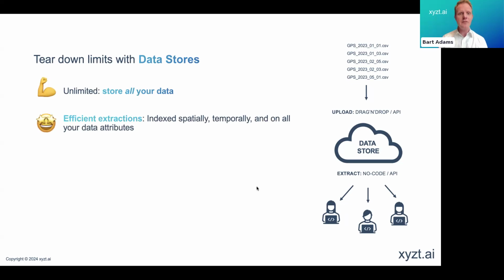You can do very efficient extractions. So imagine you have 3 years of AIS data and you need to extract only a couple months. You can do that very efficiently. It's indexed spatially, temporally, and on the data attributes.